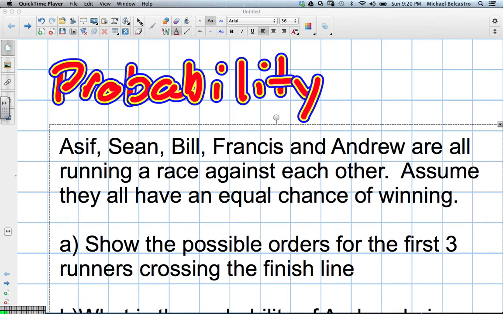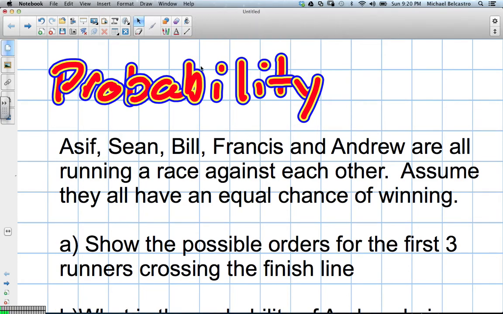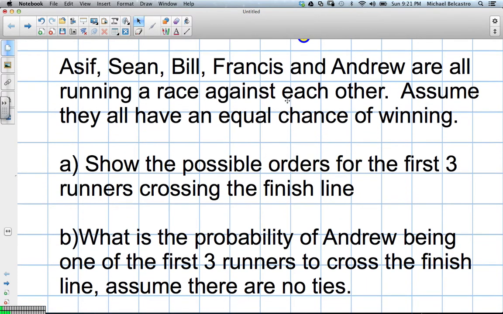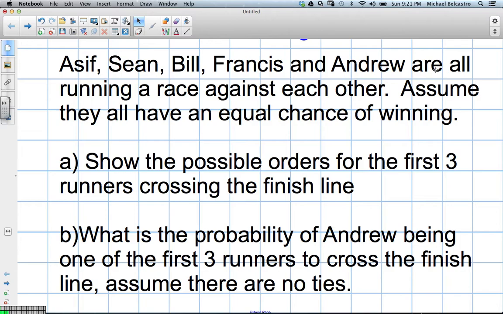Okay, so we're going to go over probability. And the first thing we're going to do, they've given us a word problem, so we've got to try to make sense of a lot of this stuff. Asif, Sean, Bill, Francis, and Andrew are all running a race against each other. Assume they all have an equal chance of winning.